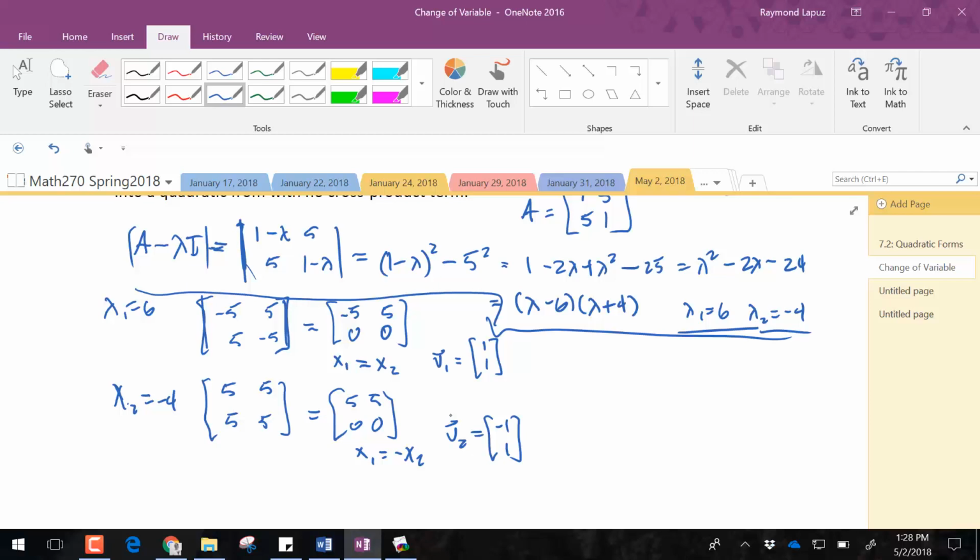So the last thing we need to do before we get the matrix is to make them orthonormal. So just find the length and divide by the length. I would call this u1 vector, the length is root 2. So 1 over root 2, 1 over root 2. And this is negative 1 over root 2, 1 over root 2. So we have our P.